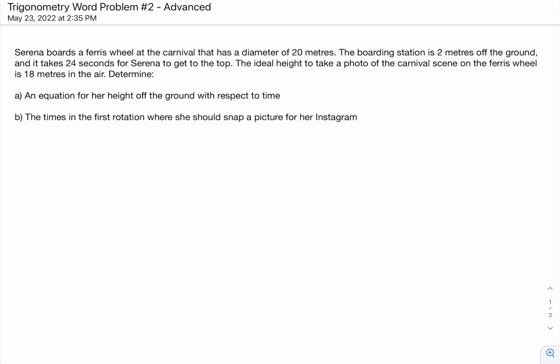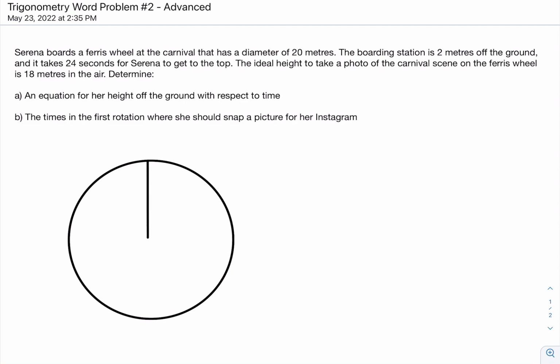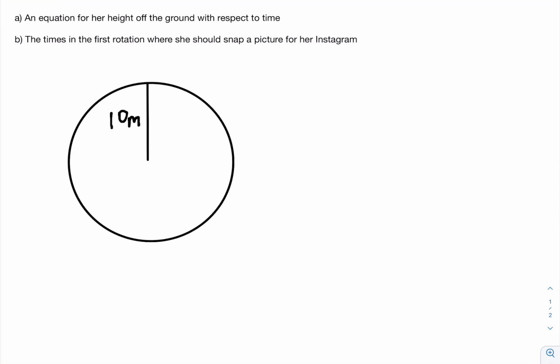Serena boards a Ferris wheel at the carnival with a diameter of 20 meters. So the Ferris wheel, this is our Ferris wheel here, has a diameter of 20, or we can think about this as a radius of 10 meters. The boarding station is 2 meters off the ground. So if this is the boarding station here, this is going to be 2 meters off the ground. And we'll say this is the ground.